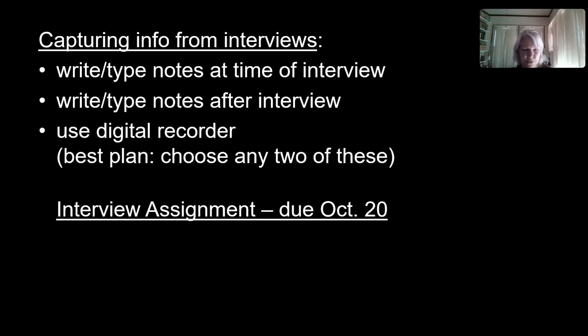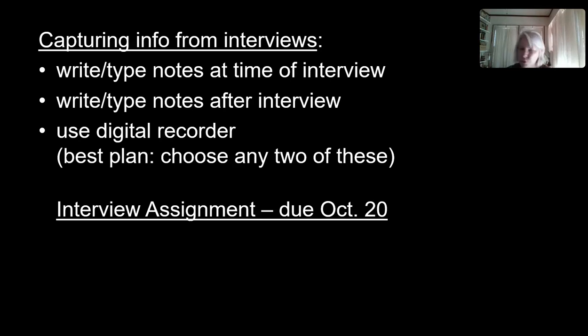The second is to write or type up your notes immediately after an interview. This sometimes feels scary to people because I think folks worry that as soon as the person's not in front of you, you're not going to remember anything. If you sit down literally immediately after the conversation, you will remember more than you might think. But it does require doing it right away, right? If you wait an hour, if you wait a day, you'll remember less and less, okay?